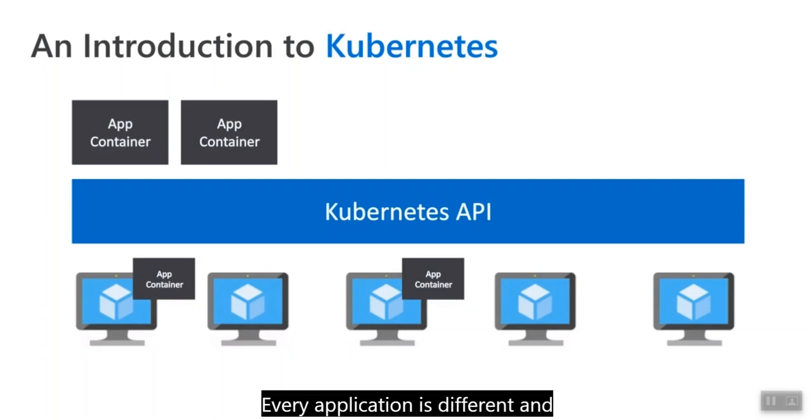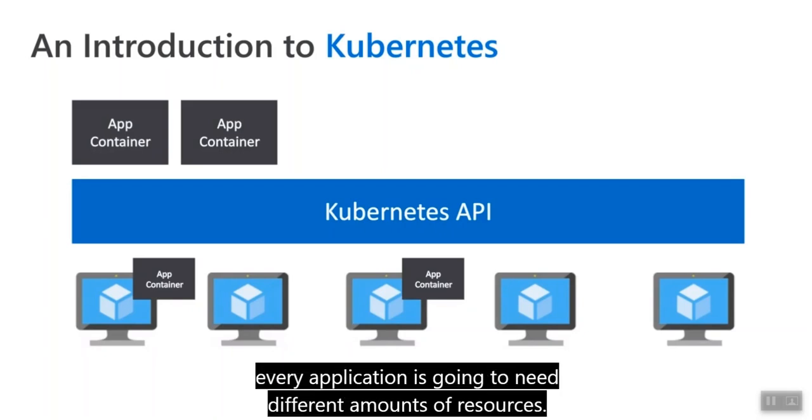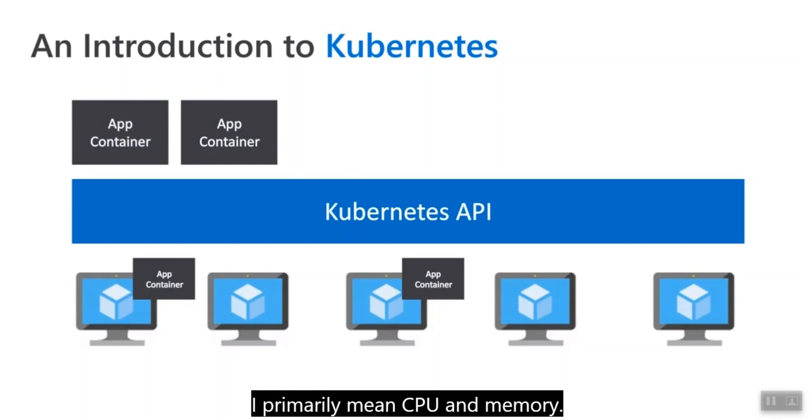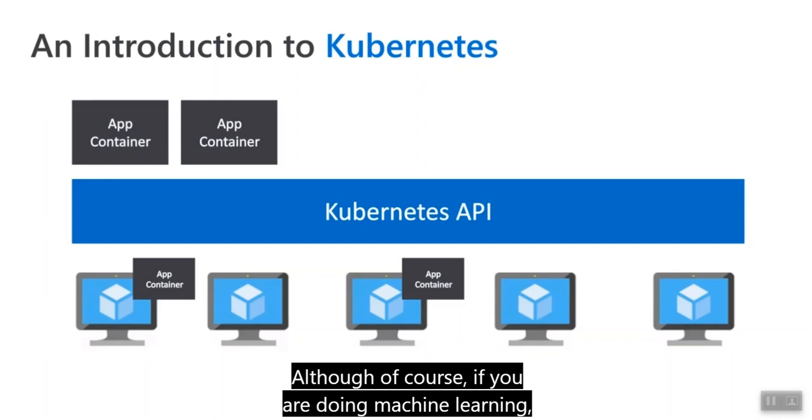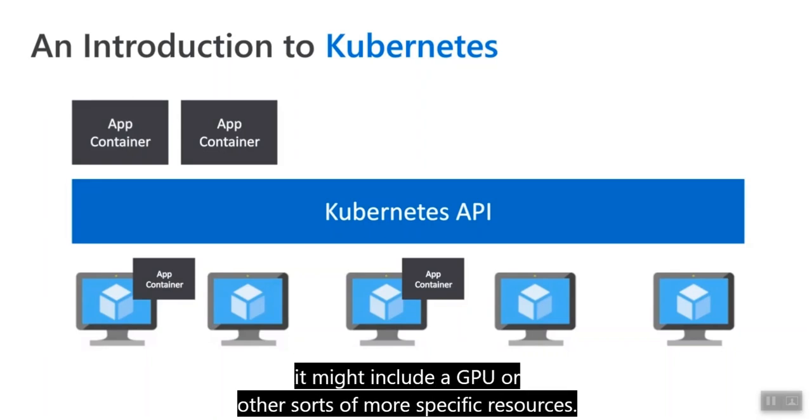So every application is different, and every application is going to need different amounts of resources. And when I say resources, I primarily mean CPU and memory. Although, of course, if you're doing machine learning, it might include a GPU or other, more specific resources.